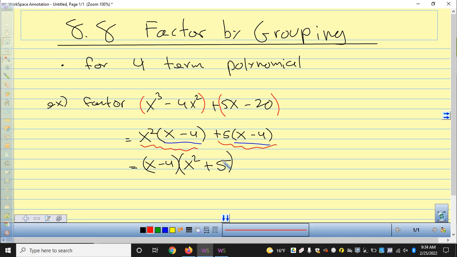Now, this way of doing factor by grouping can be a little bit confusing. I still have advanced pre-calc students that make mistakes with factor by grouping this way. So let's show how we do this using the box. So we're going to draw our box.